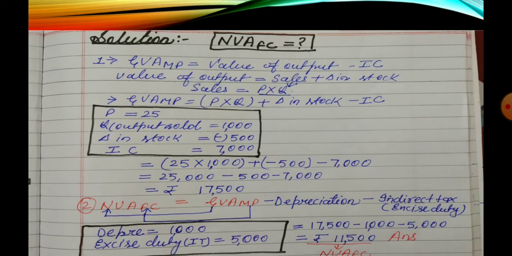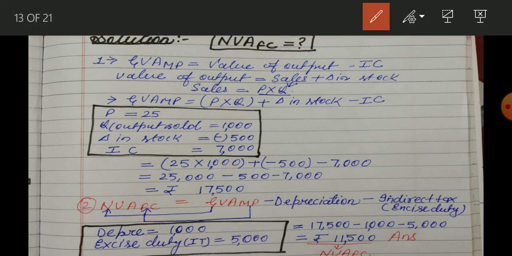Okay, so here, the basic equation of the production method is value of output minus intermediate consumption. Okay, and value of output is equal to sales plus change in stock, and sales is equal to P multiplied by Q. So in this way, the first equation can also be written as P multiplied by Q plus change in stock minus intermediate consumption. Okay, so we have formulated the equation that we are going to use according to our question.